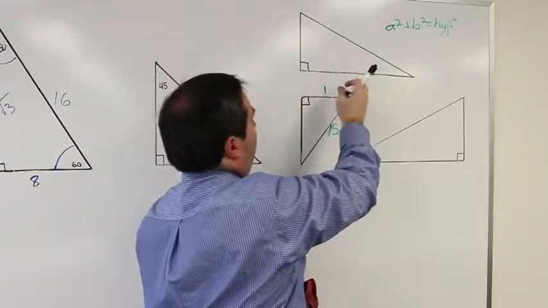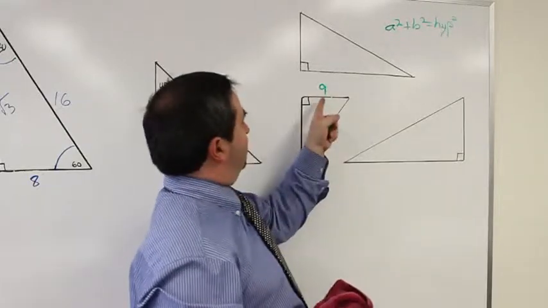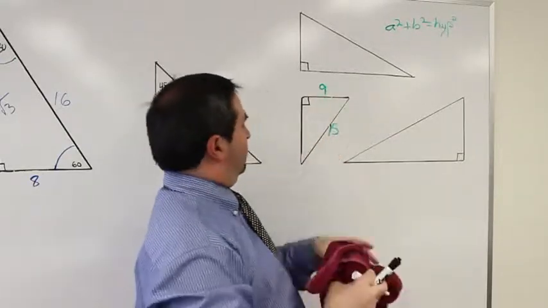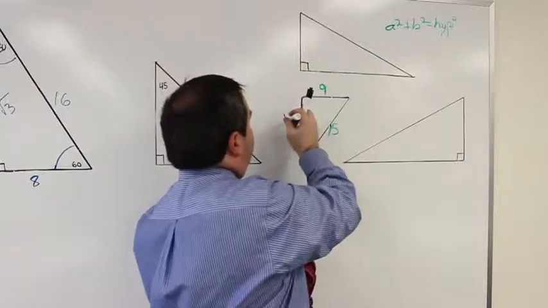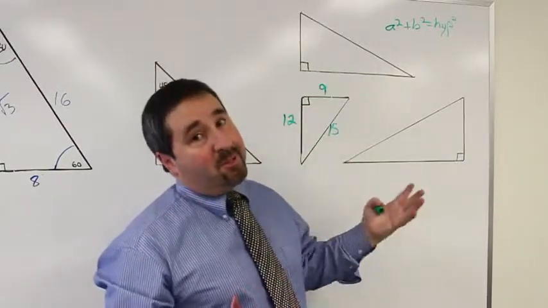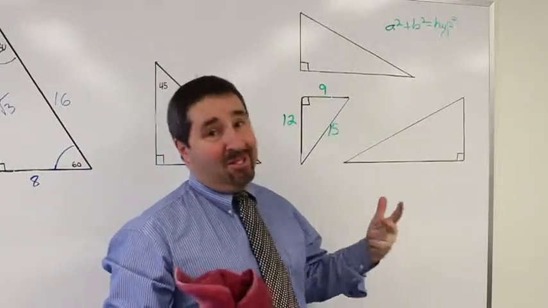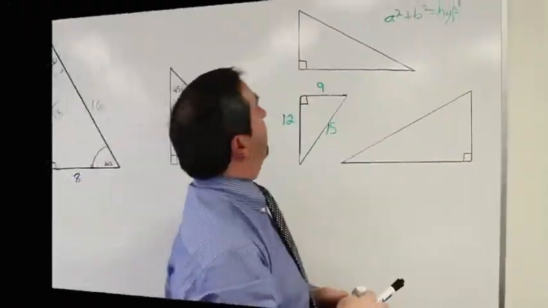And this might be 9. Well, 3 times 3 is 9. 3 times 5 is 15. So the missing number is 3 times 4. It's a 3, 4, 5 triangle, kind of disguised as a 9, 12, 15 triangle. It's in the same proportions.